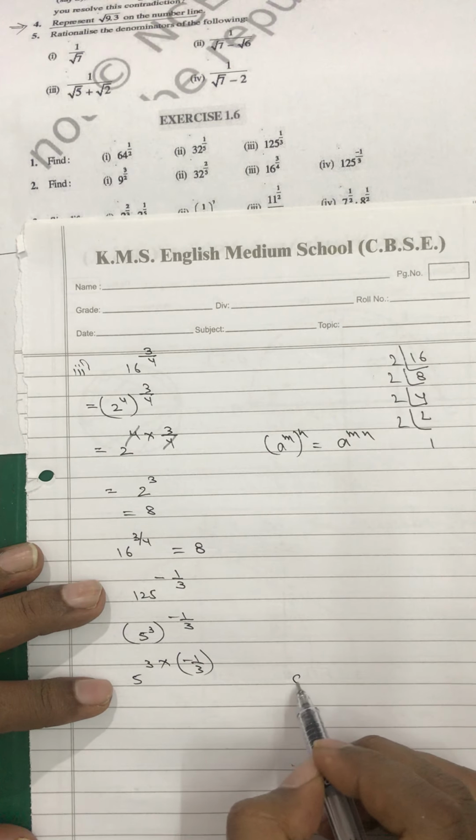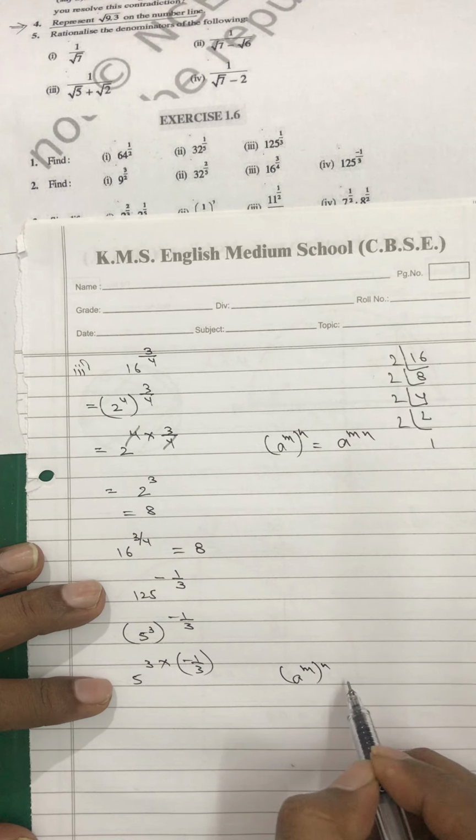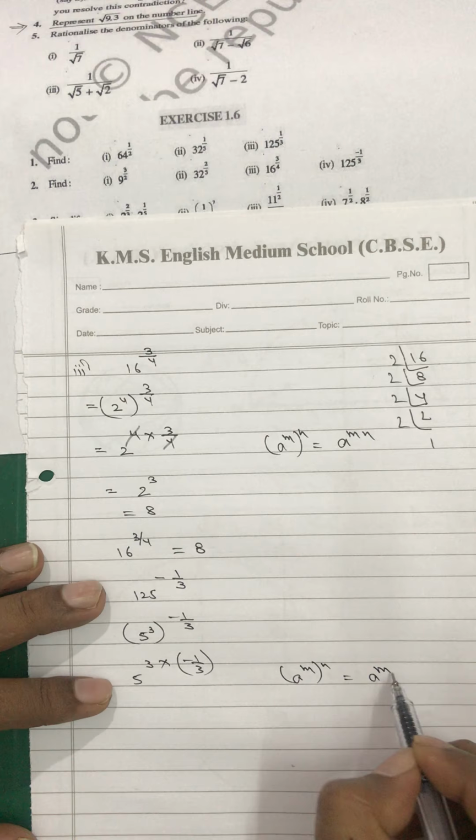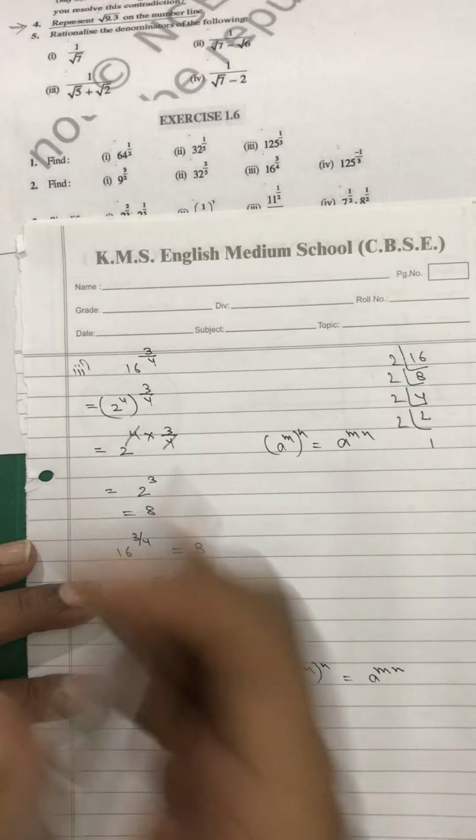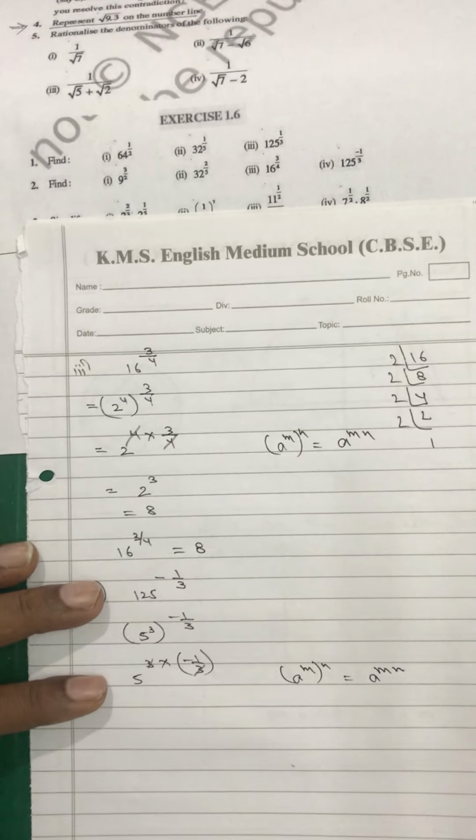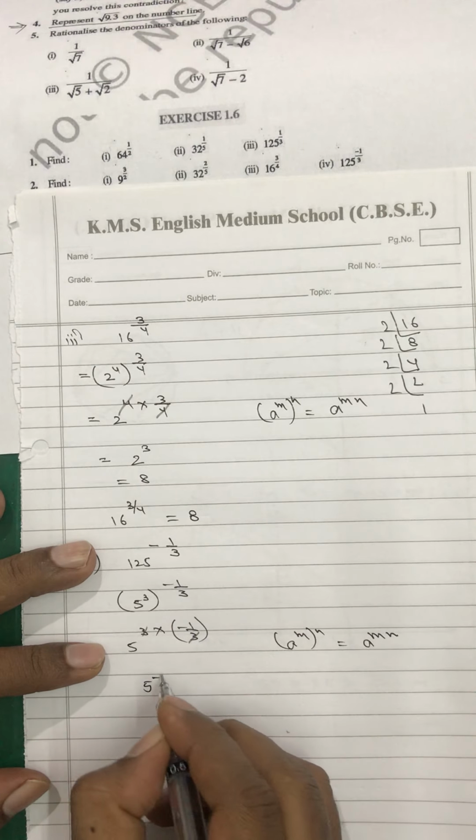Because a raised to the power of m, when I open the bracket, is going to be a raised to the power of mn. Now here again the same thing will happen. 3 and 3 will get cancelled out. So what I get is 5 raised to the power of minus 1.